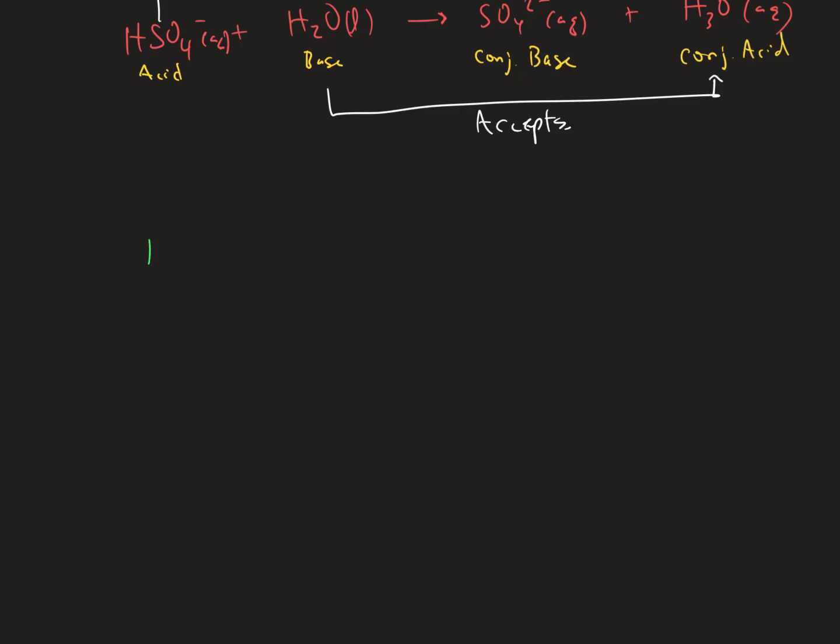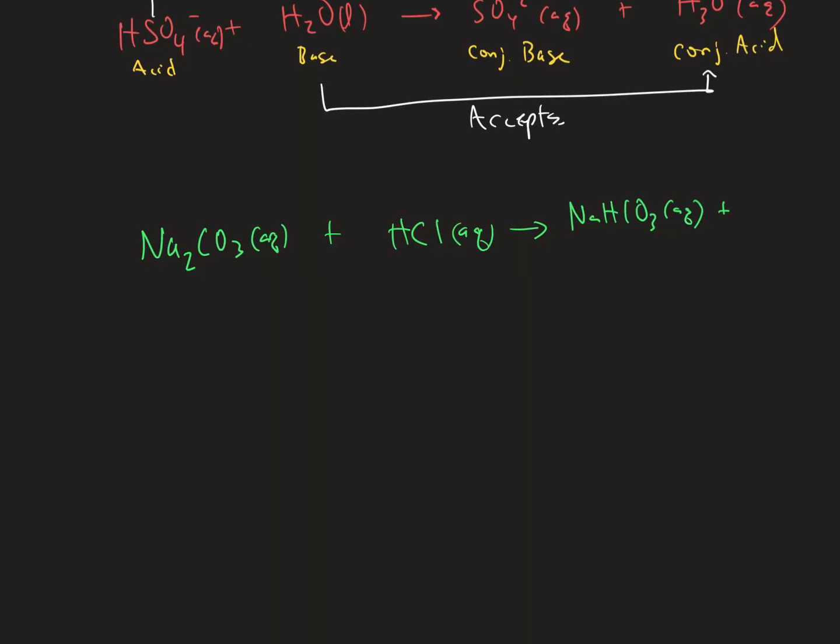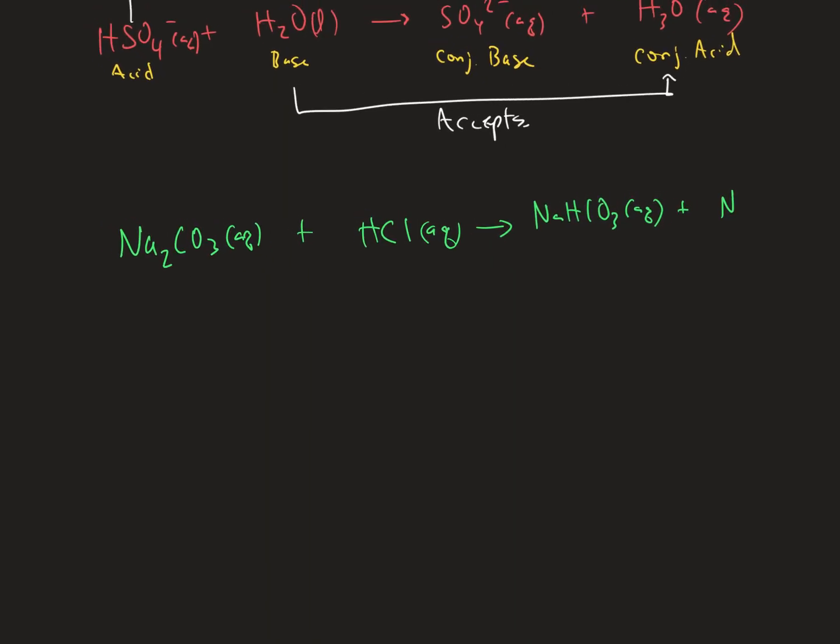So we got Na2CO3 in aqueous solution plus HCl in aqueous solution gives us NaHCO3 in aqueous solution plus NaCl in aqueous solution. So this doesn't look like our standard acid-base reaction because it doesn't produce a liquid, right? But it still is. And, well, we can prove that, right?